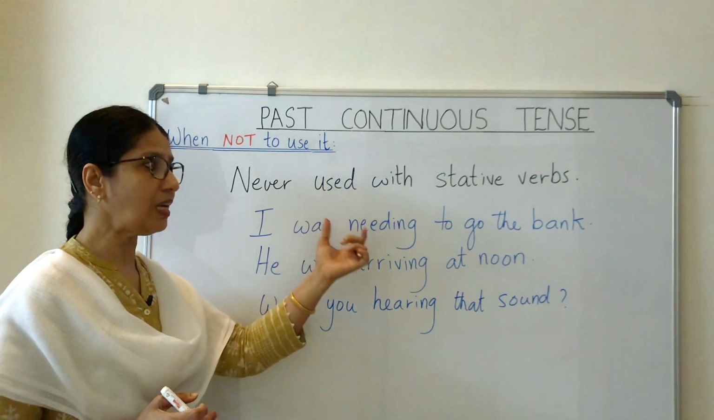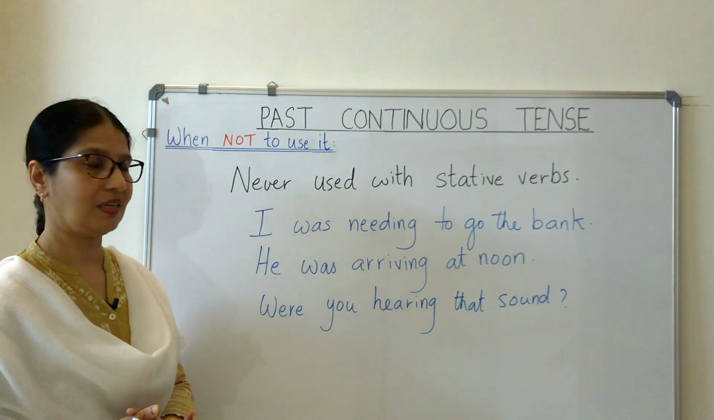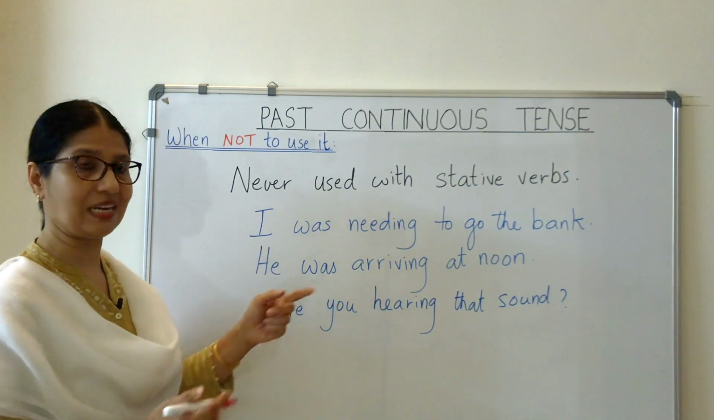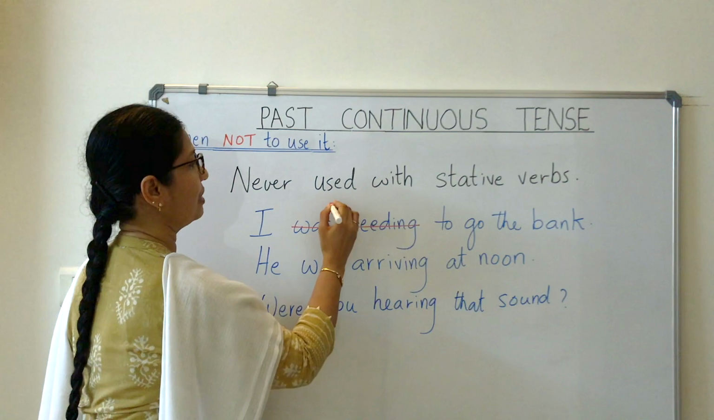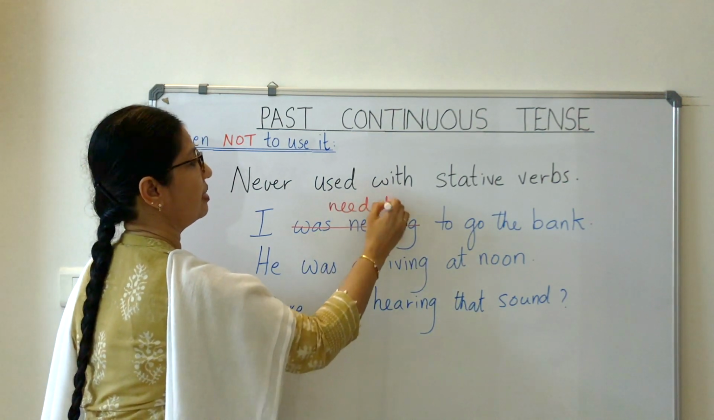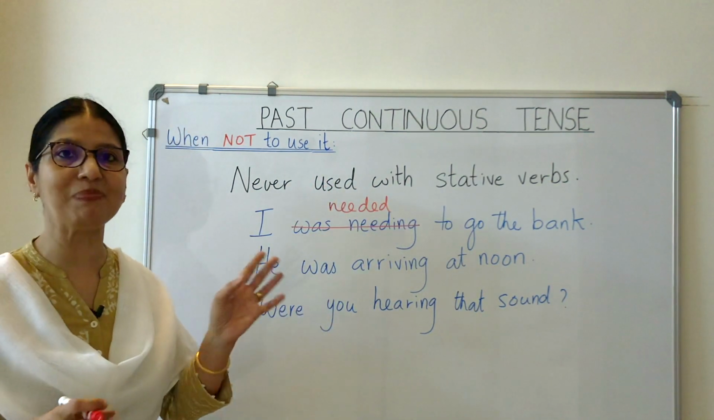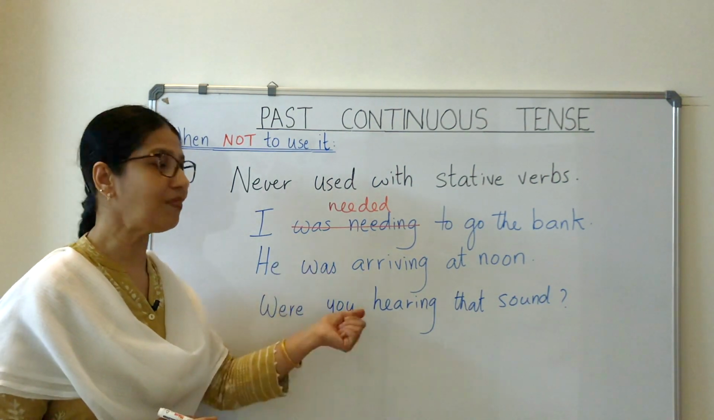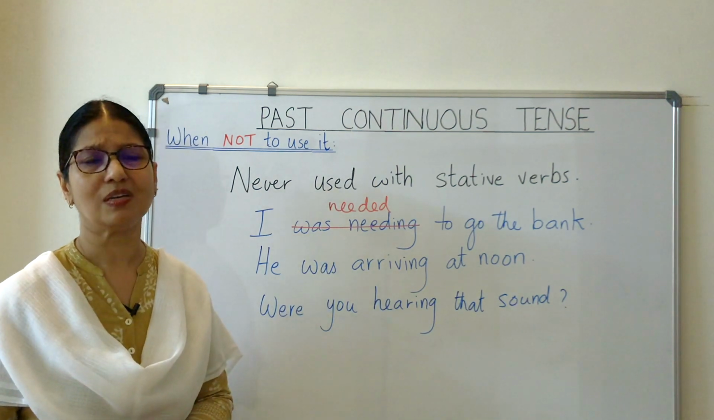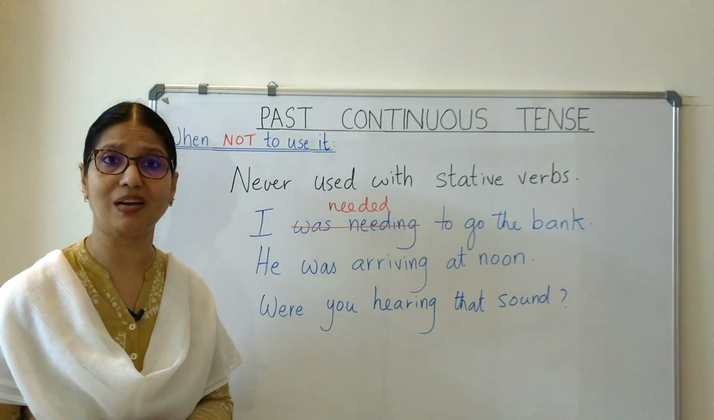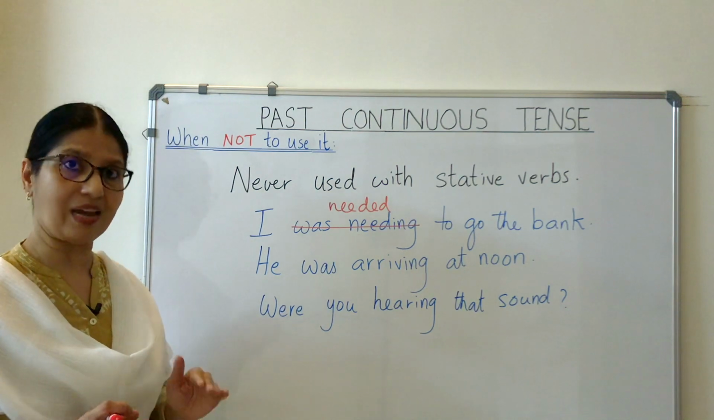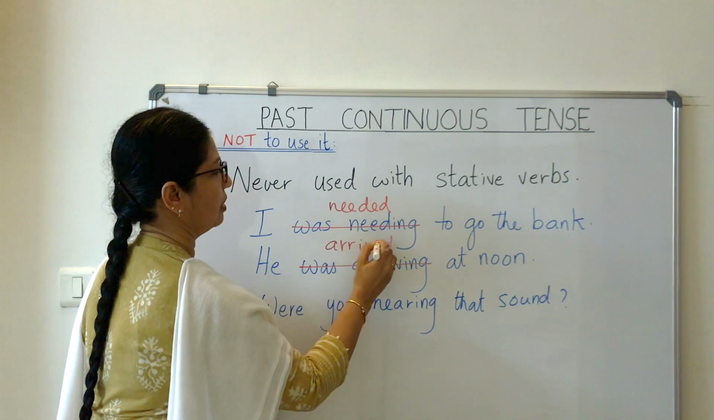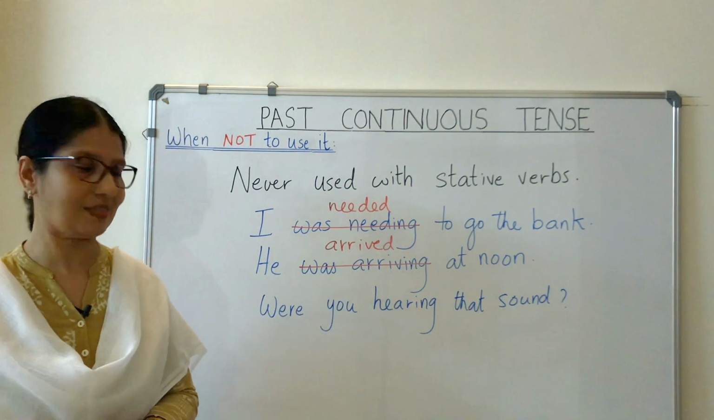I was needing to go to the bank. Need is a stative verb, so you can never say I was needing. That's wrong. That should be replaced with I needed. Here we just use the past simple tense. In the second example you have, he was arriving at noon. We never use past continuous tense with the verb arrive. It should be he arrived at noon. Again, we are using the simple past tense.